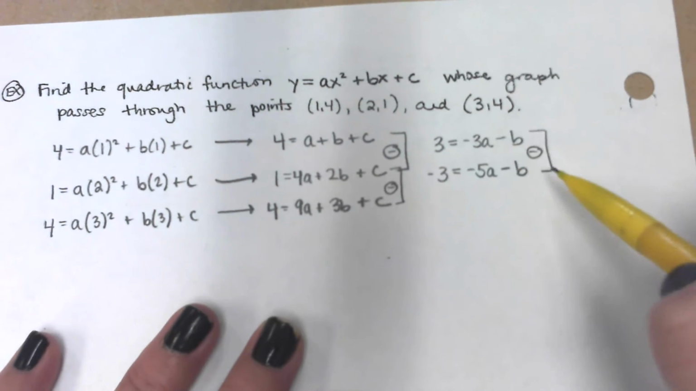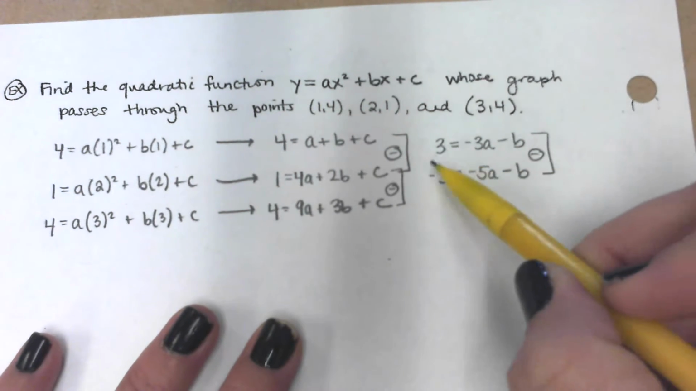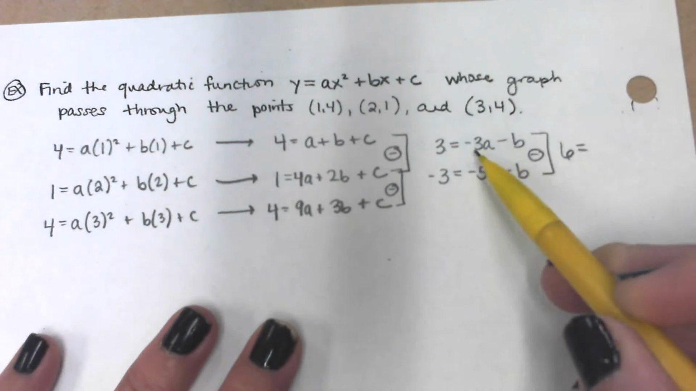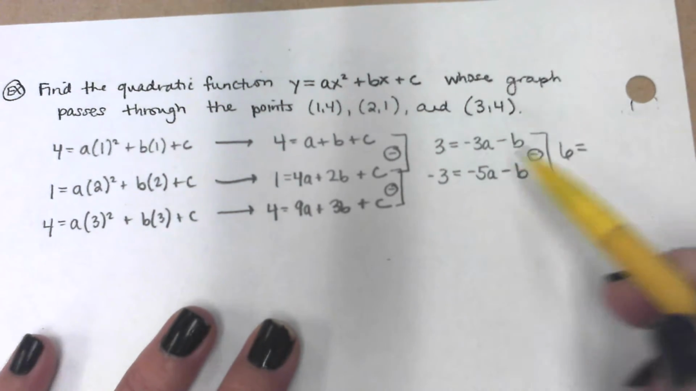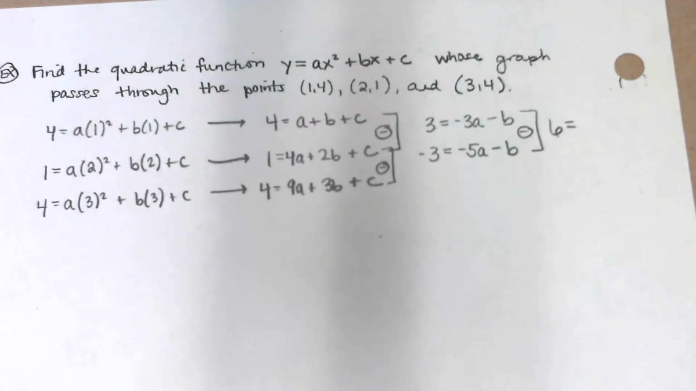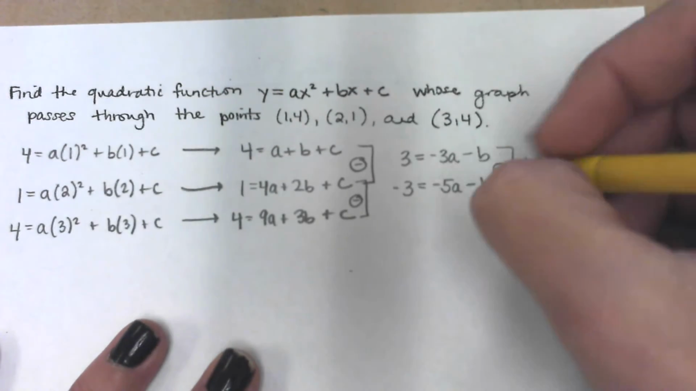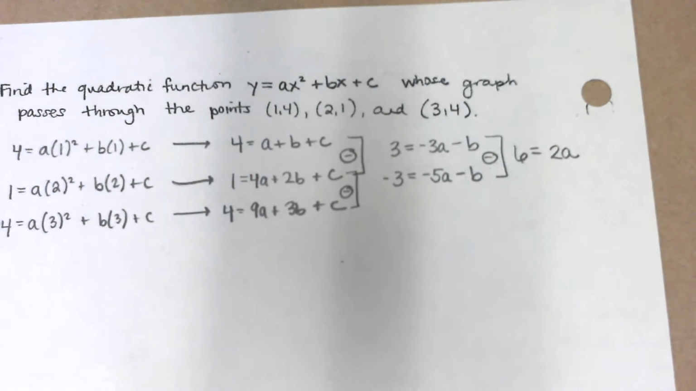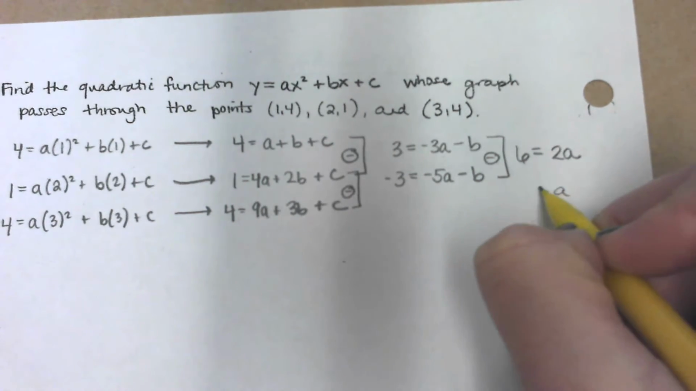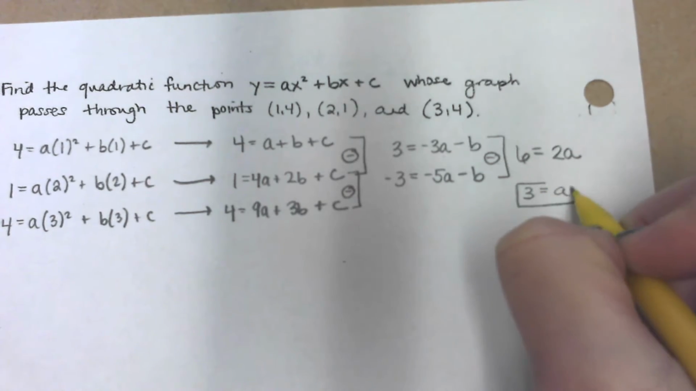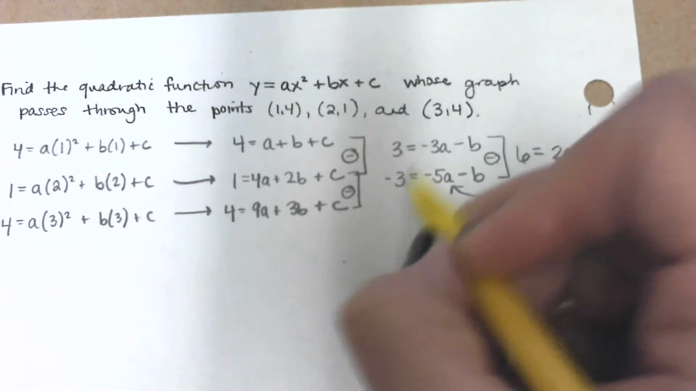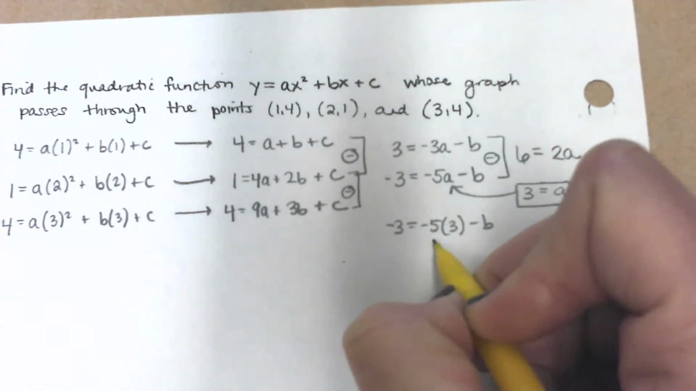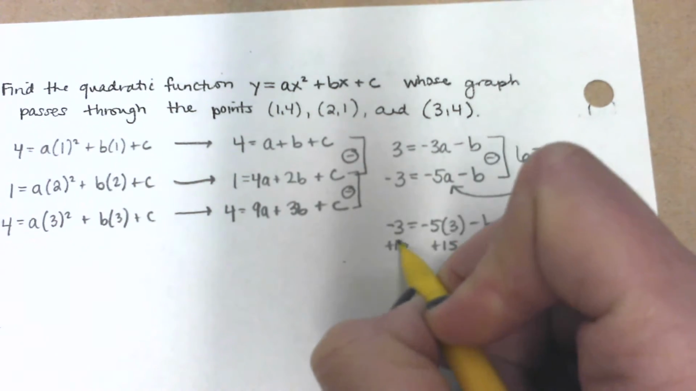So 3, you got to be careful here because you're going to have a lot of double negatives. 3 minus negative 3 is 6. Negative 3a minus negative 5a is negative 3a plus 5a, which is 2a. And negative b minus negative b is gone. So a equals 3. Go backwards. Add 15 to both sides.